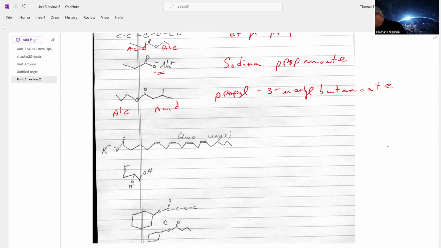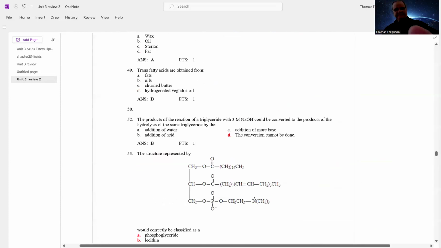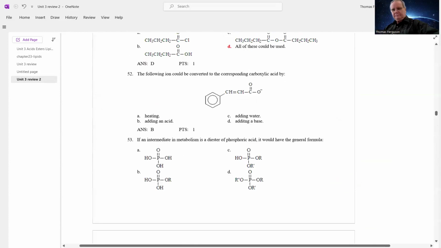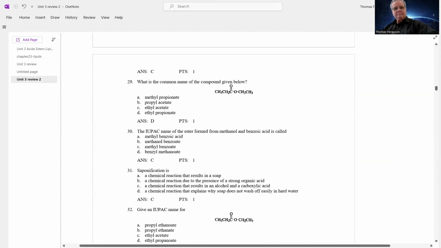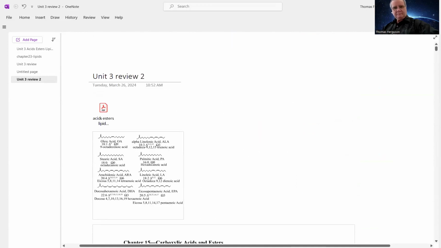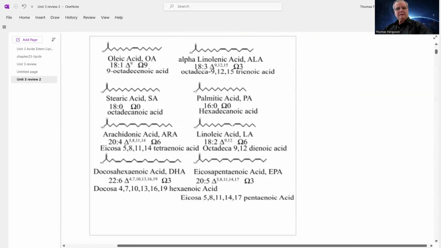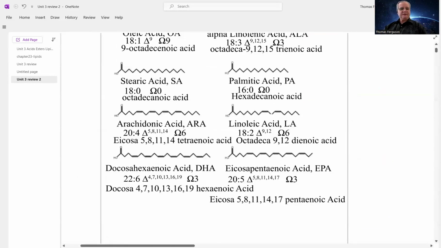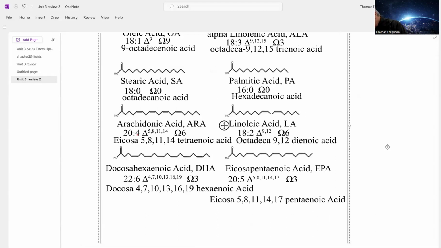Okay, this has got 1, 2, 3, 4, 5, 6. This is 20 carbons. So I included our fatty acids to know here. Now that had 4 double bonds. These are the locations.